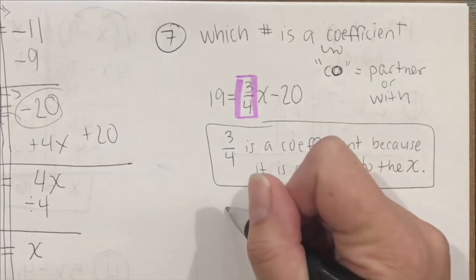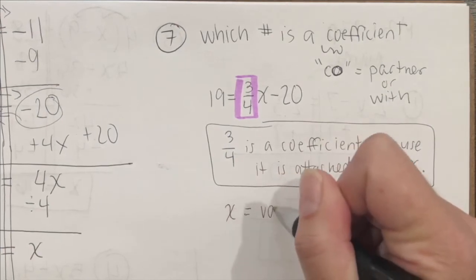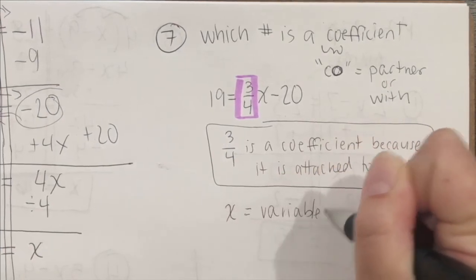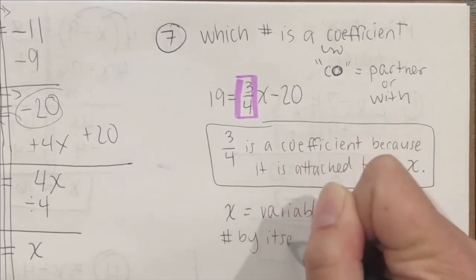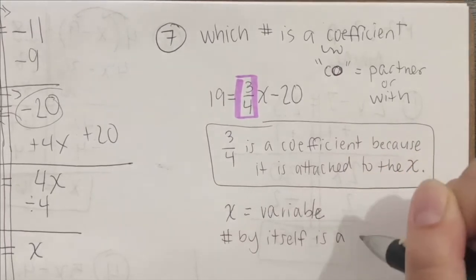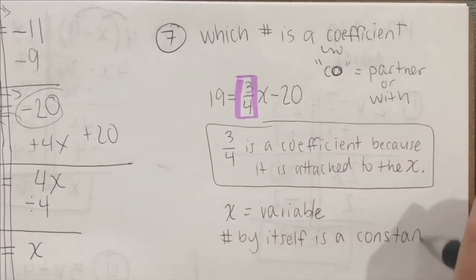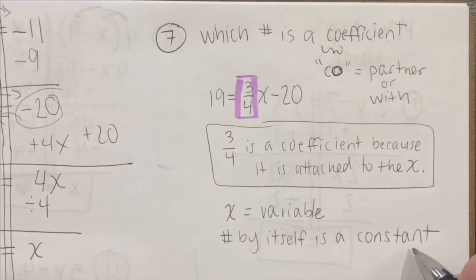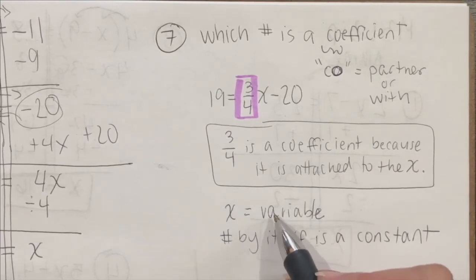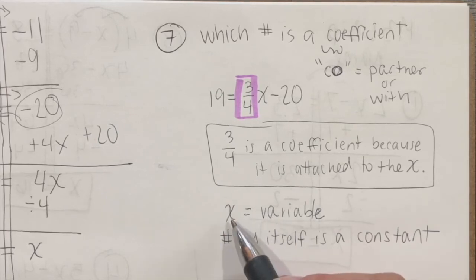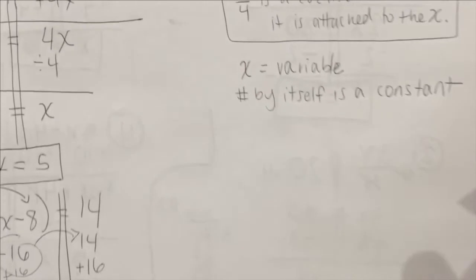So let's just say x is the variable, and the number by itself is a constant, because the constant is constant. It has a value. It's not going to change. But the x is the variable. It's what we don't know. It could change. It could be 5, it could be 50, it could be 1,000. We don't know what it is. We have to figure it out. So that's how that works.